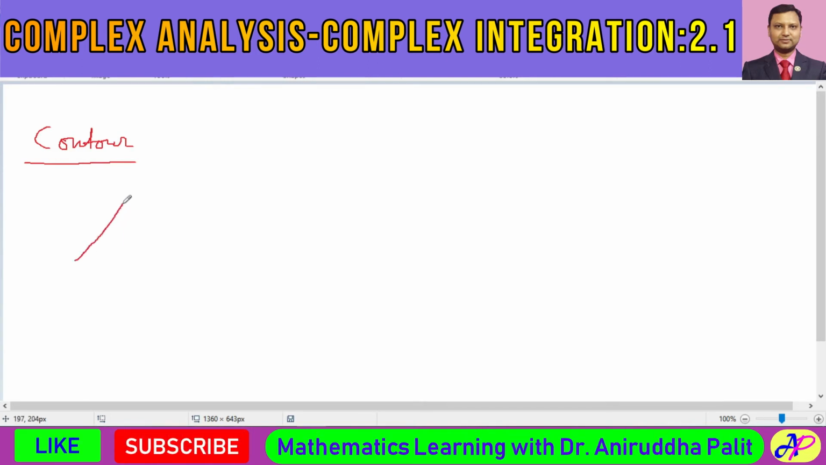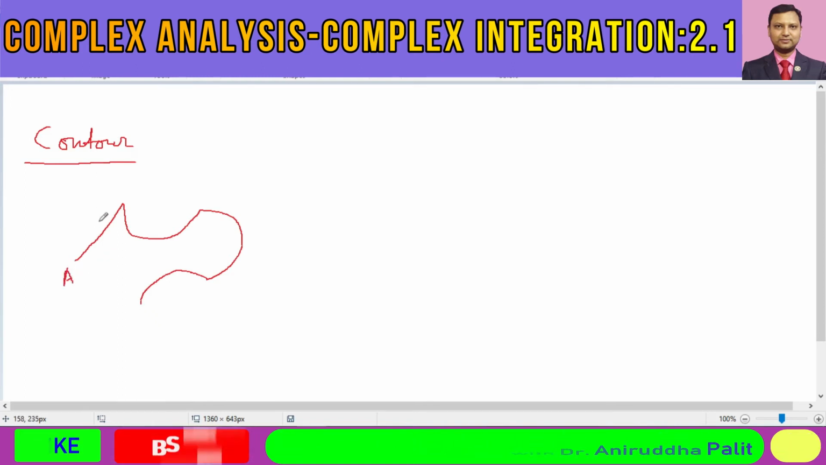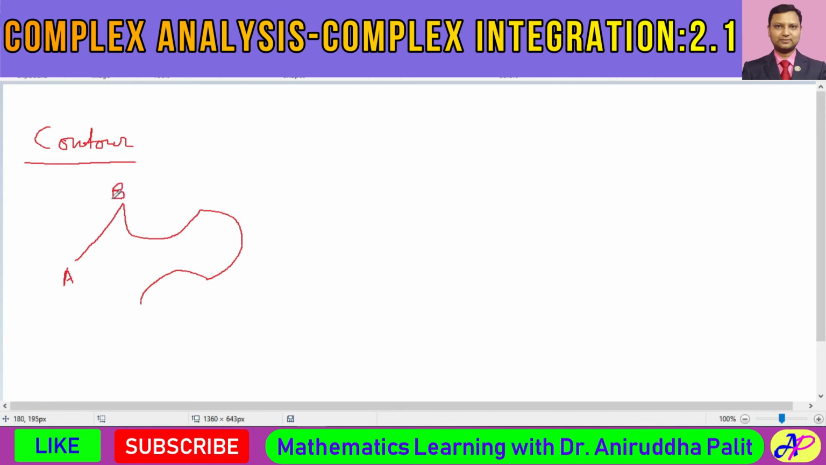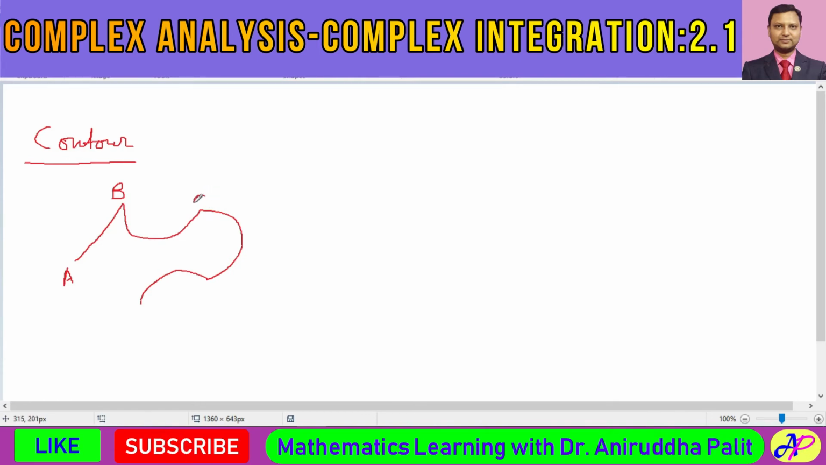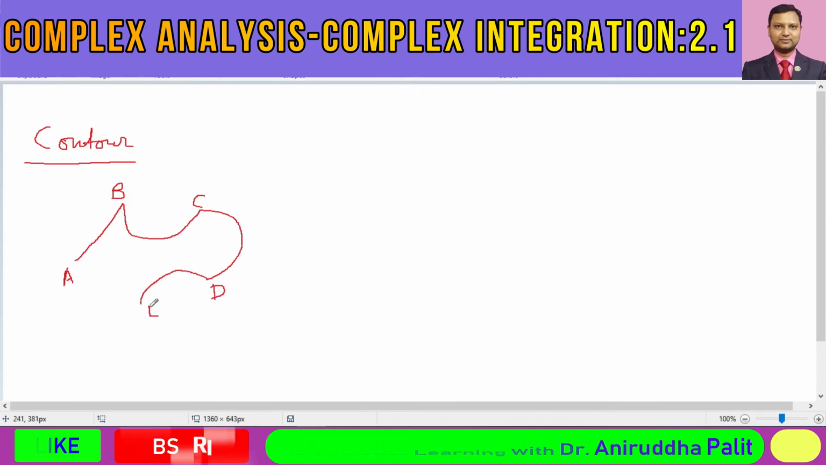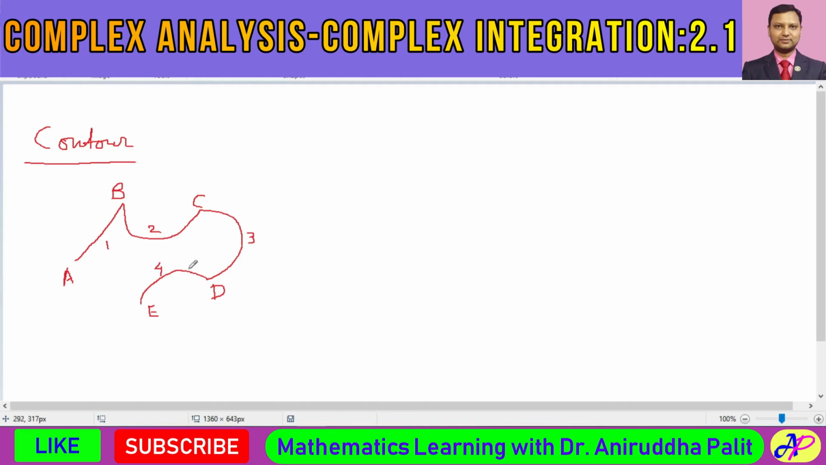What does this mean? Say it is like this. If you consider this kind of curve, you see over here, say from A to the second point, suppose B, we have a continuous curve. Now from B to the point C, we have another continuous curve. From C to the point D, we have a third continuous curve, and from D to this point E, suppose we have the fourth continuous curve. So this is curve number 1, this is curve number 2, this is curve number 3, and this is curve number 4.